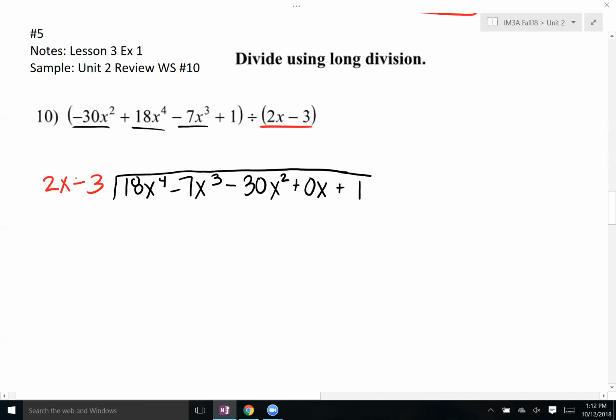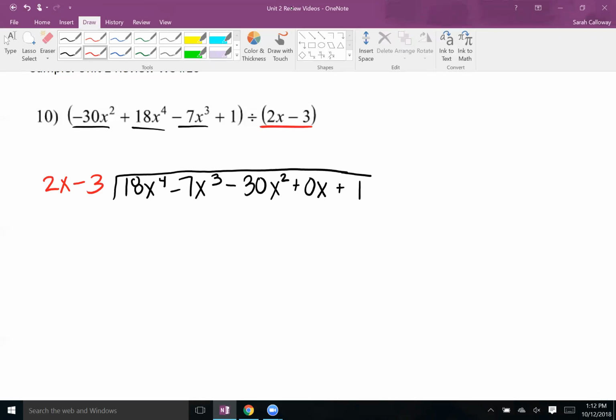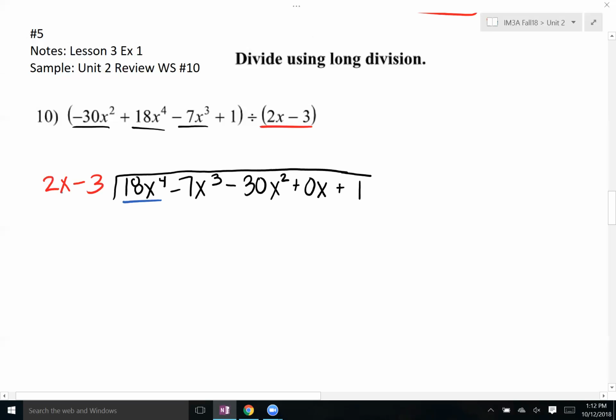When we're performing long division, we start with the first term of our dividend divided by the first term of our divisor. So we're essentially dividing 18x to the 4th by 2x. You could do this in your head if you are comfortable with it. 18 divided by 2 is 9, x to the 4th divided by x is x cubed. This is what we write on top. This is the first part of our answer.